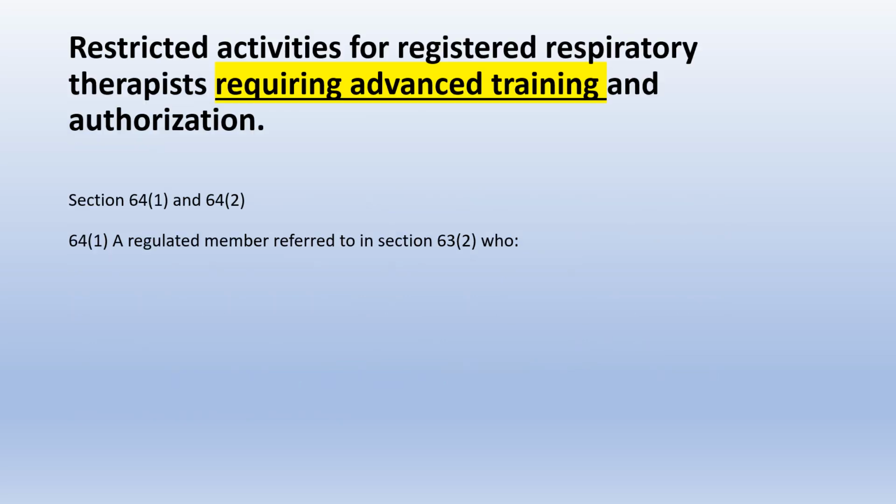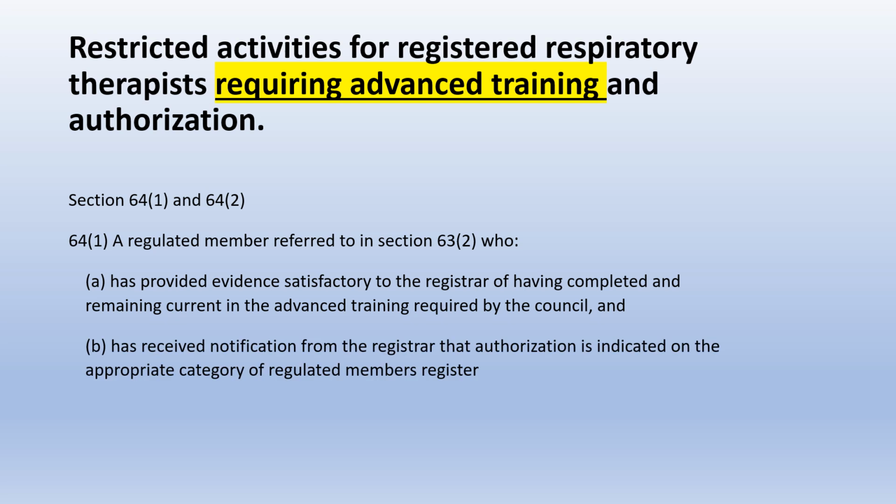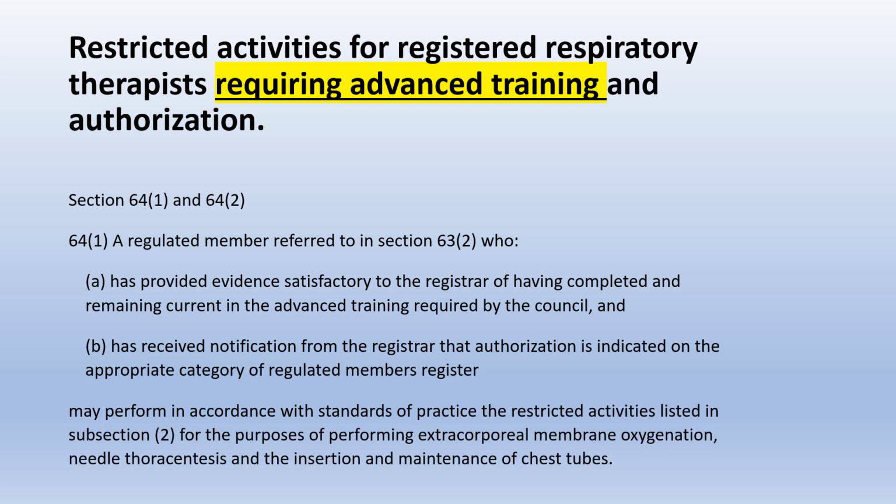Next, we move to the restricted activities that require advanced training and authorization. Section 64.1 and 64.2 state that the regulated member referred to in section 63.2, who has provided evidence satisfactory to the registrar of having completed and remaining current in the advanced training required by the council, and has received notification from the registrar that authorization is indicated on the appropriate category of the regulated members register, may perform these restricted activity in accordance with the standards of practice, the restricted activities listed in subsection 2, for the purposes of performing ECMO, needle thoracentesis, and insertion and maintenance of chest tubes.